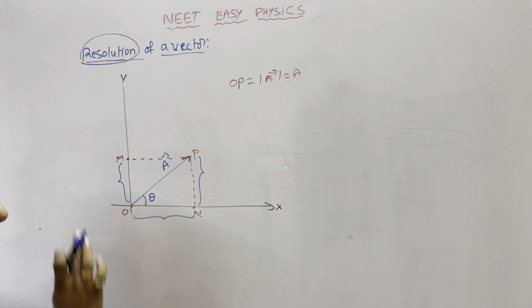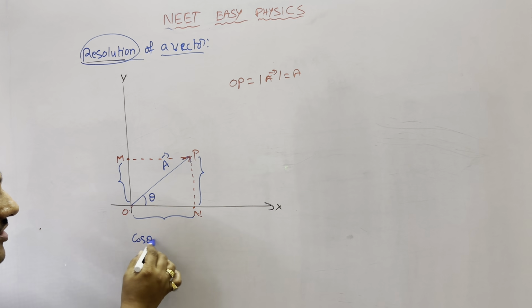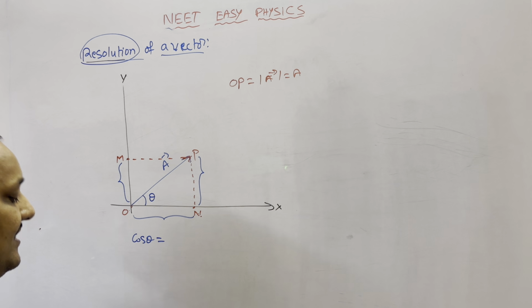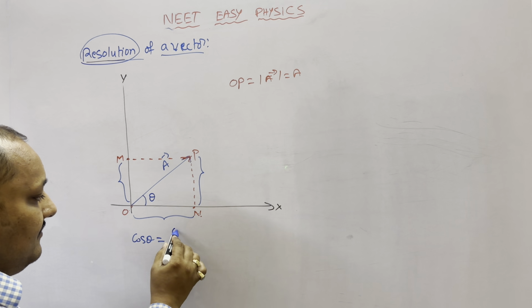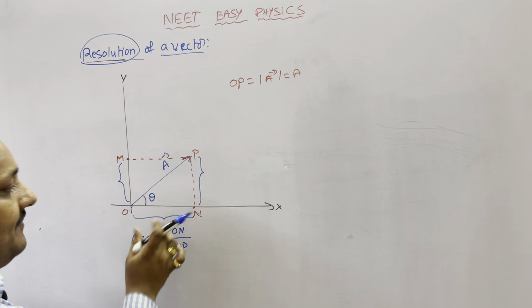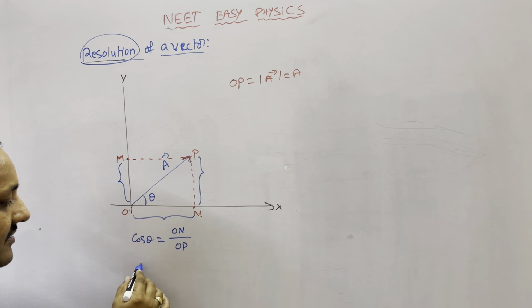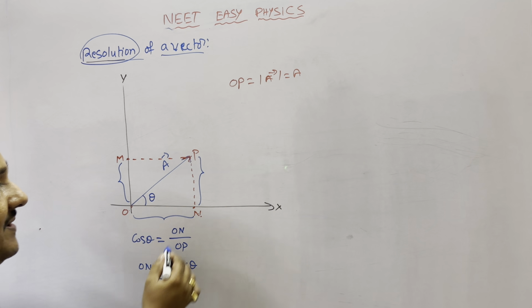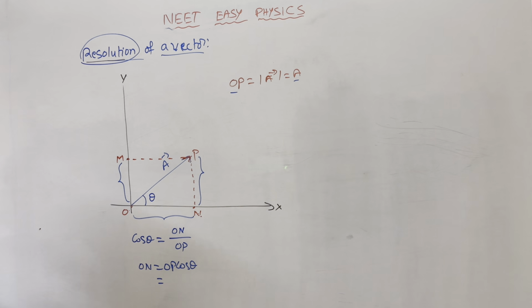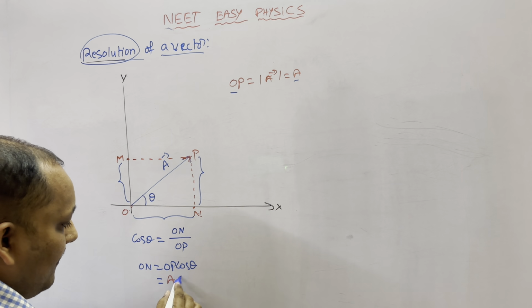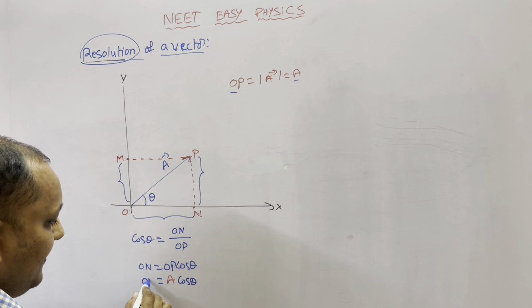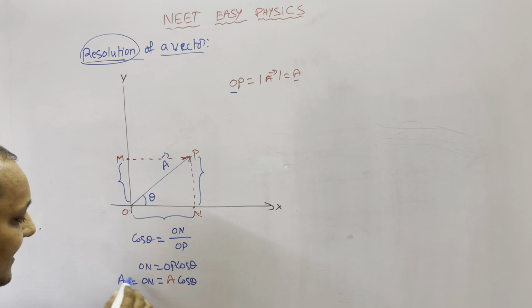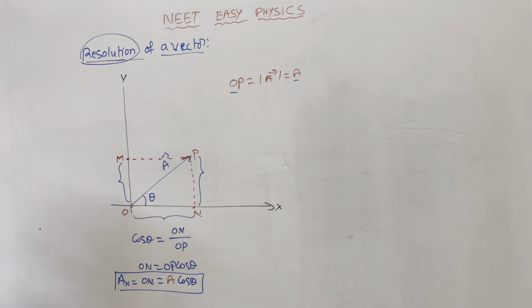Whenever we want to calculate the adjacent side, we write cos theta. What is the definition of cos theta? ON by OP, adjacent side by hypotenuse. Then ON is equal to OP cos theta. What is OP? OP is nothing but A. Therefore, A cos theta. This is going to be ON, and this one we write as AX. AX is nothing but the horizontal component.